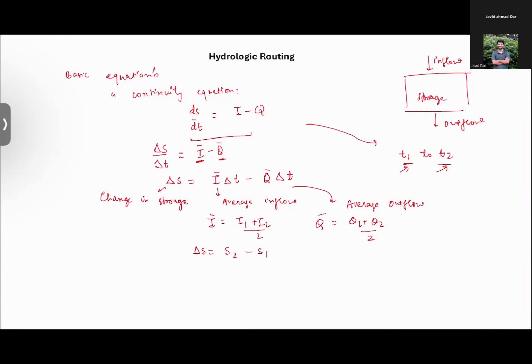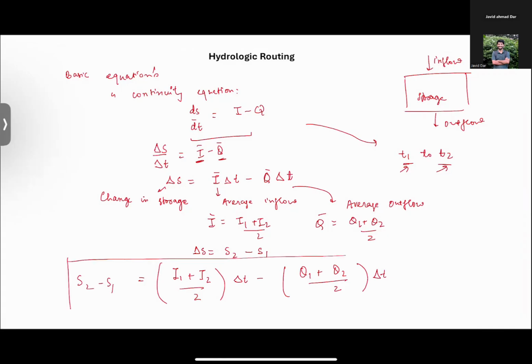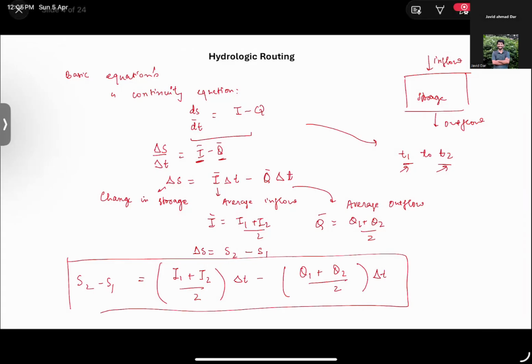So this equation we can write as I1 plus I2 divided by 2 into delta T minus Q1 plus Q2 divided by 2 into delta T. This will be your S2 minus S1. But it's important to note that when you apply this continuity equation for routing, this delta T should be small.